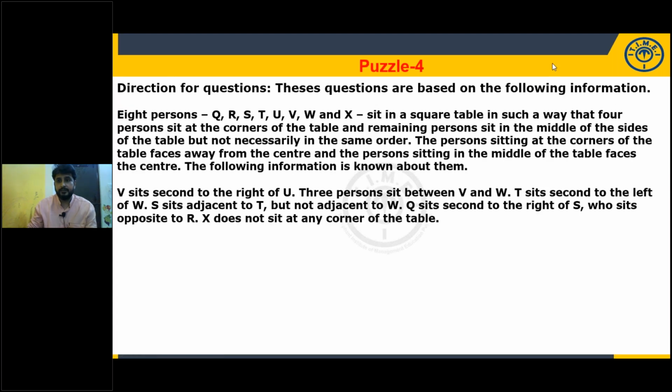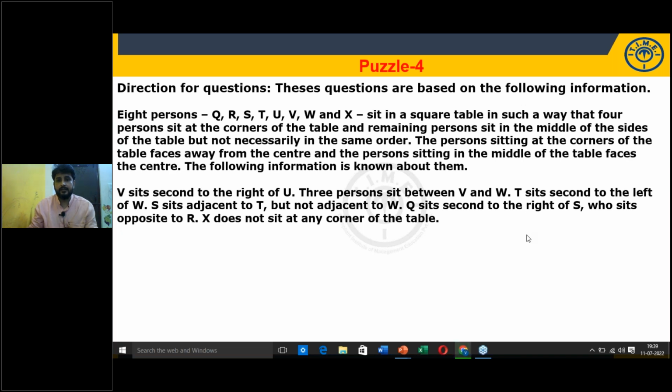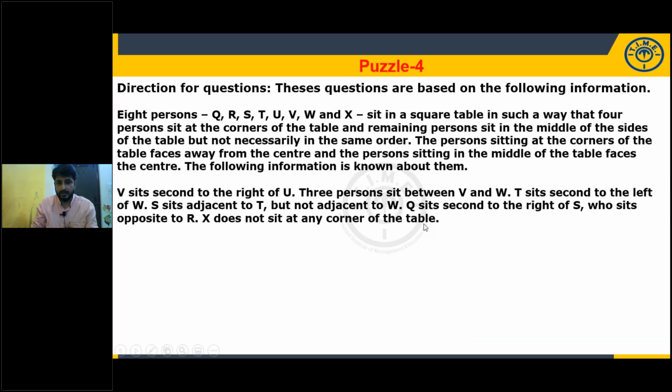There are 8 persons sitting at a square table in such a way that 4 persons sit at the corners of the table, and the remaining persons sit in the middle of the sides of the table, but not necessarily in the same order. So what will be my basic structure? There are 8 persons sitting around a square arrangement, 4 of them at the corners, and 4 of them at the middle of the sides of the table.